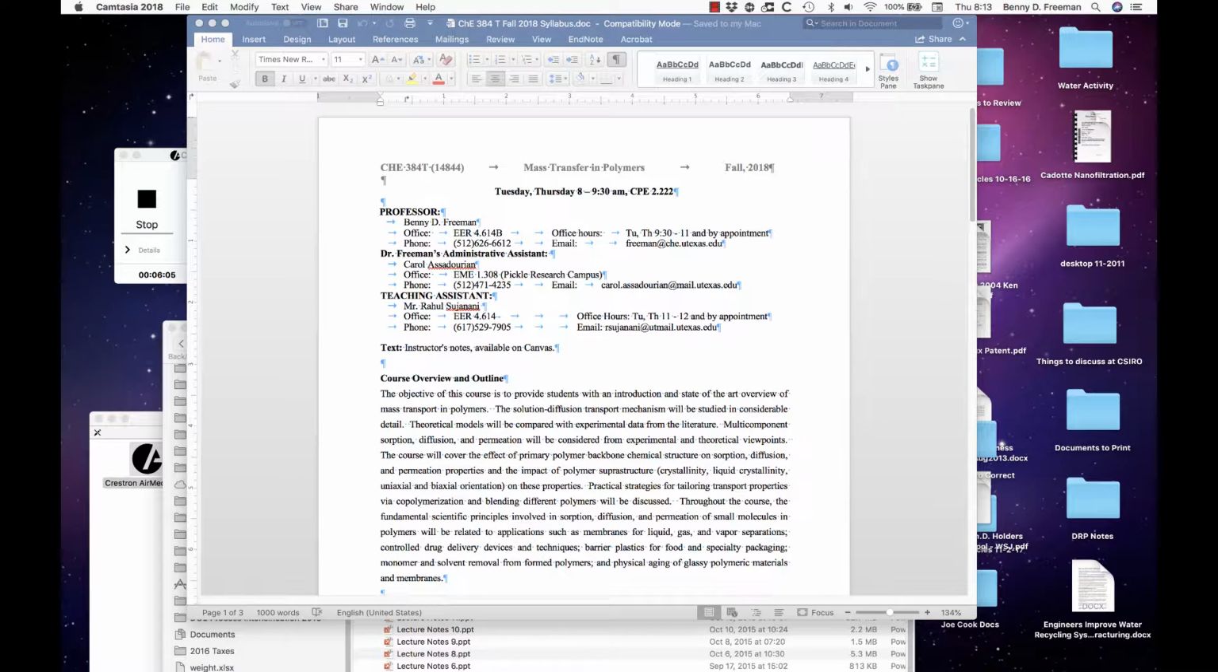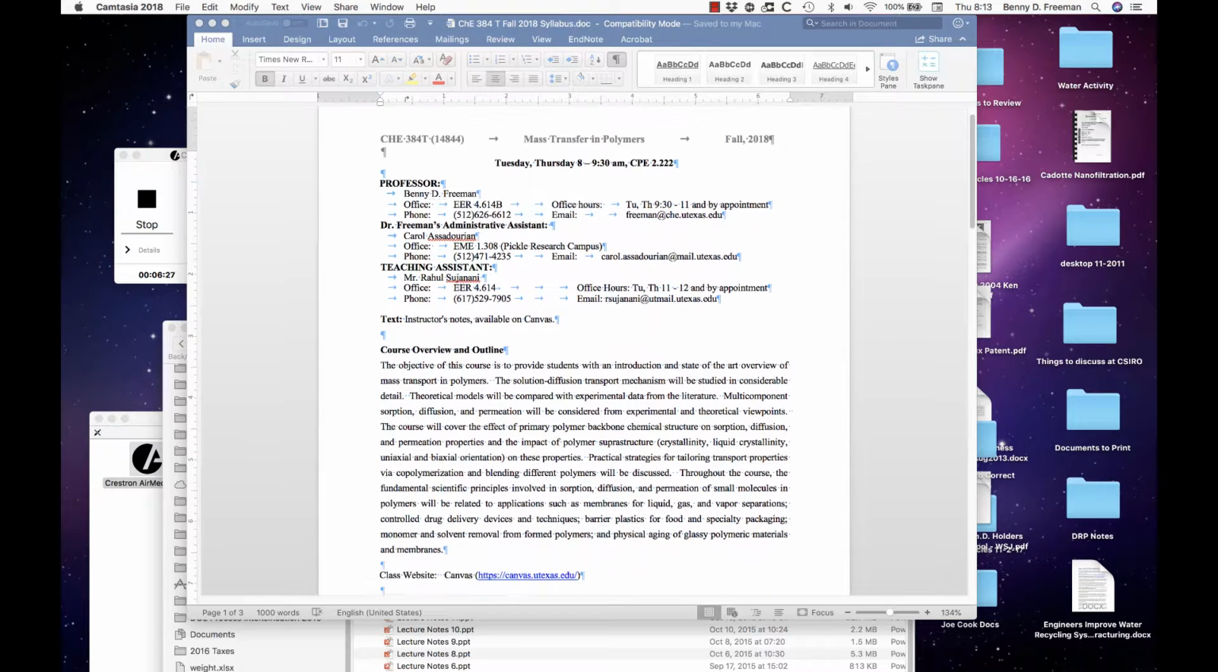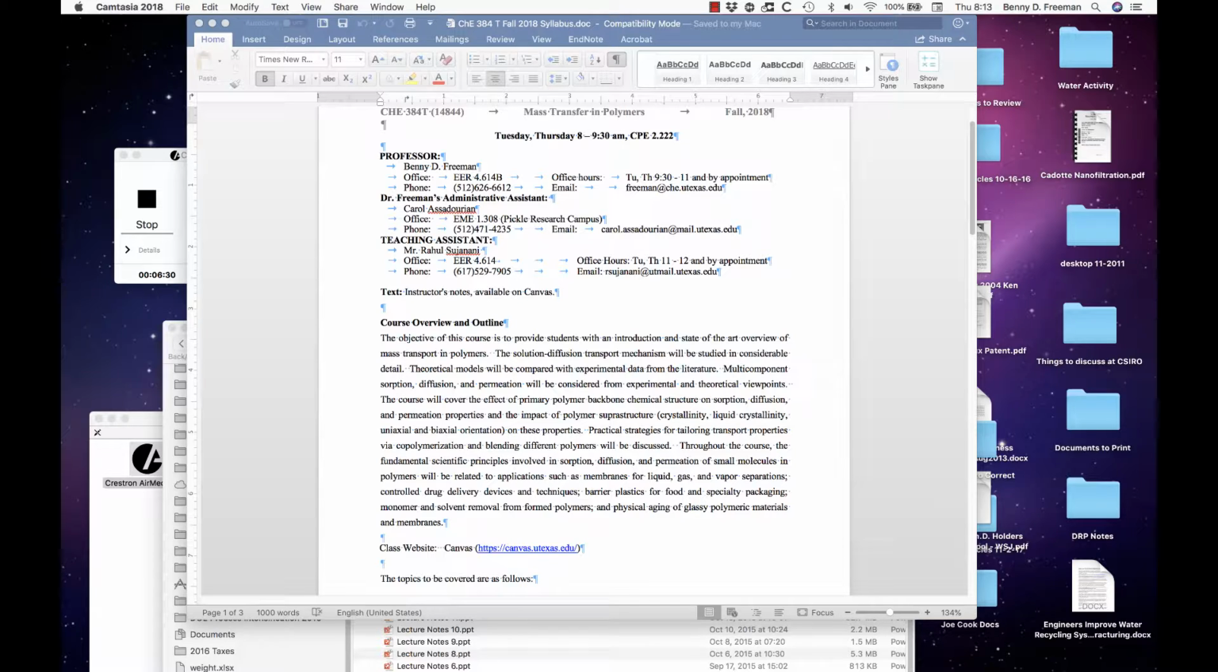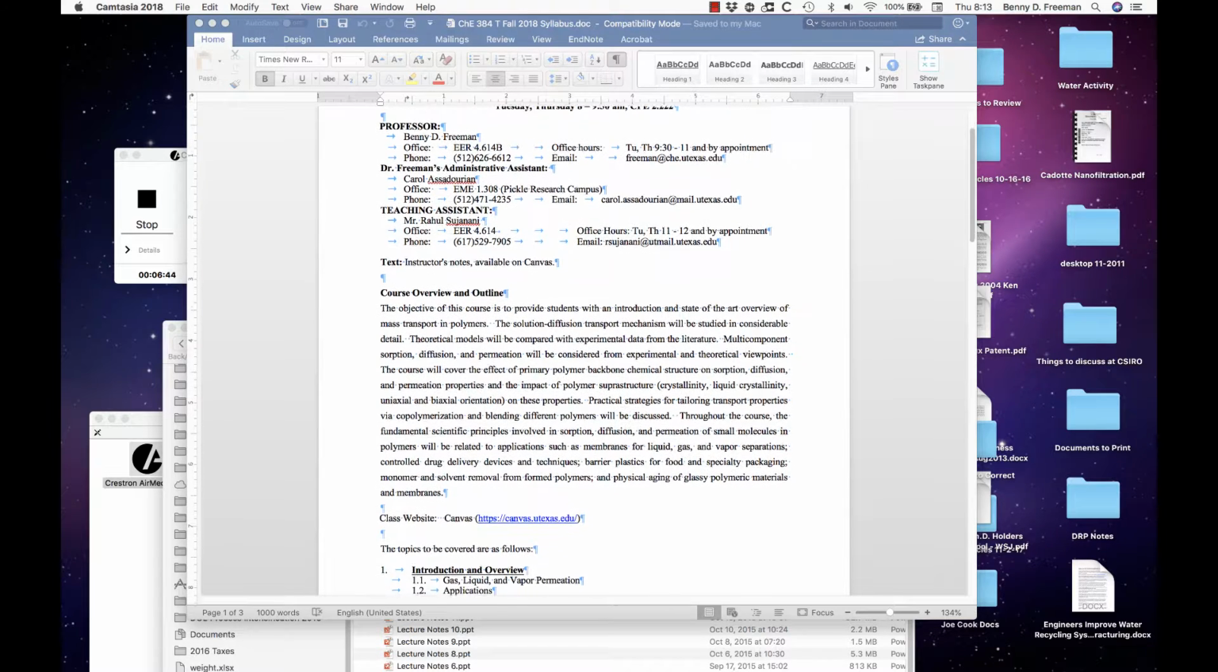Okay, well, this is the syllabus. It is on our Canvas site, but I also pass it around. I tend not to bring a whole bunch of paper in, but I will have that out for you. You'll find it on our Canvas site as well. You'll find contact information for me, for my assistant Carol, and also for Rahul. And I've left you my mobile number here, and that's the easiest way to get hold of me if you need to call to set an appointment or something like that.